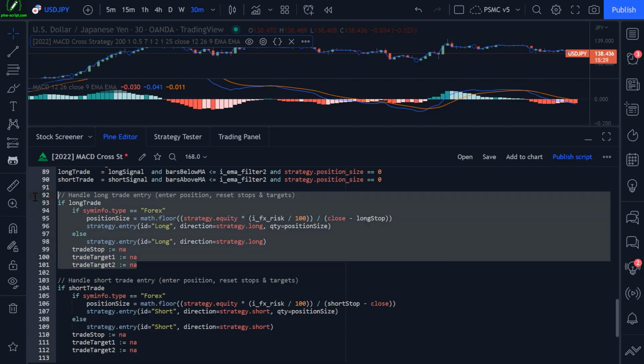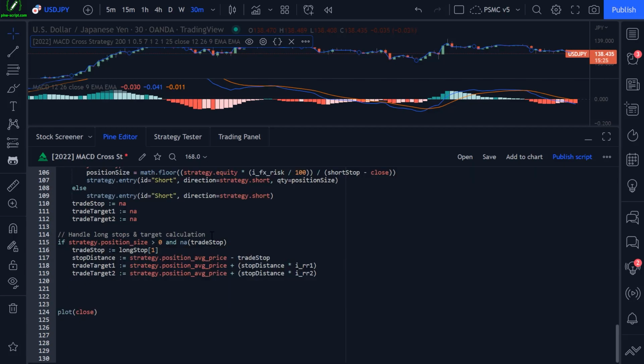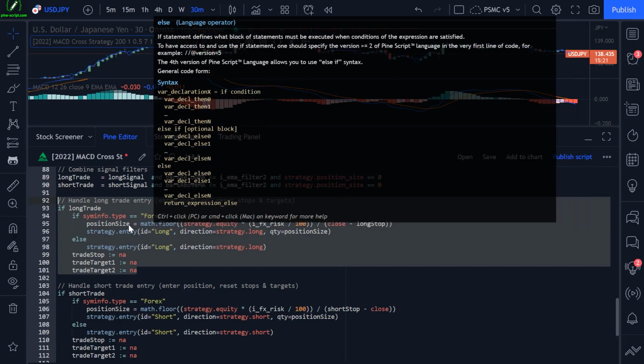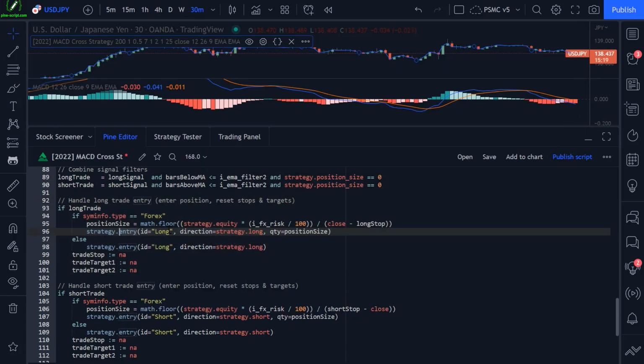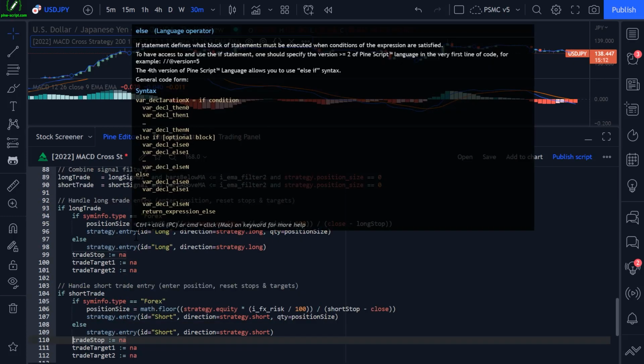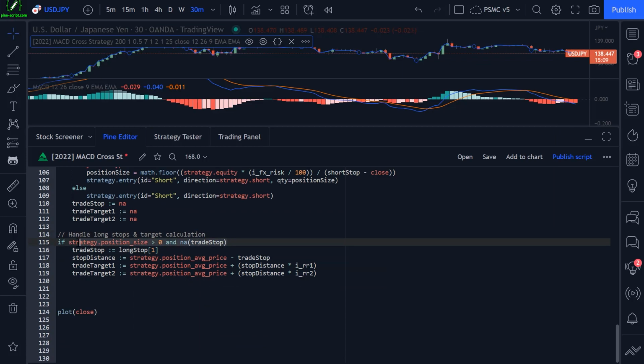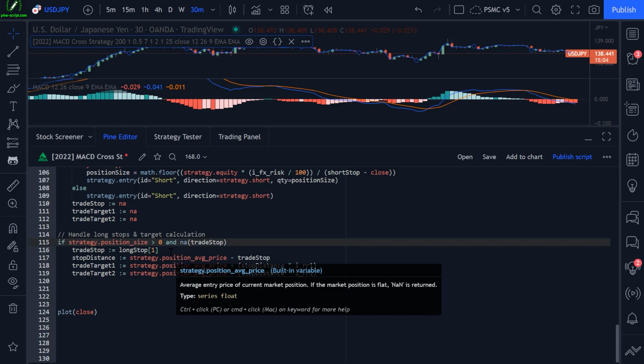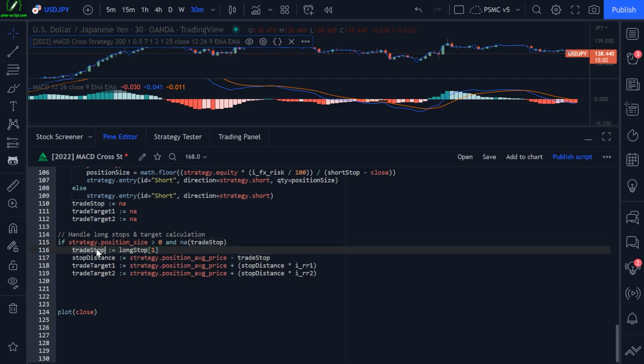So once we've entered a long trade, this next bit of code will execute. So once we've entered, strategy.entry has put us into a long trade. So our position size is greater than 0 and our trade stop is NA. So we've reset our trade stop to NA. If these two conditions are met, we're in a long trade without a stop loss. We need to specify our stop loss. To do that, we set our trade stop variable to long stop, and that should be on the current bar, not the previous bar. So we set trade stop to long stop.